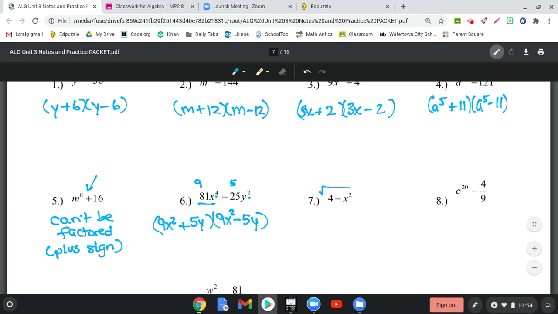This one's backwards, but that's okay. Whatever comes before the sign goes first. So square root of 4 is 2, 2 plus or minus, and then the square root of x squared is just x. Done.